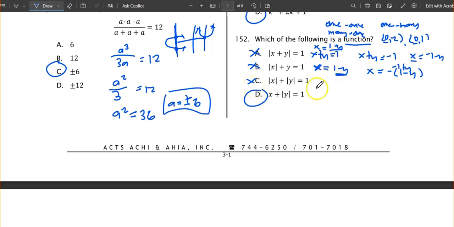So why letter D? Because this can be rewritten as y equals 1 minus x or y equals negative of 1 minus x. So this will give you y equals 1 minus x, and then y equals negative 1 plus x. So again, x here is not repeated. The x value is not repeated. Every unique value of x will give you a different value of y. So letter D will be our answer.